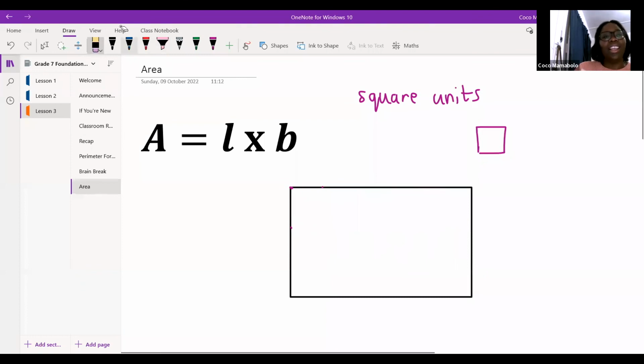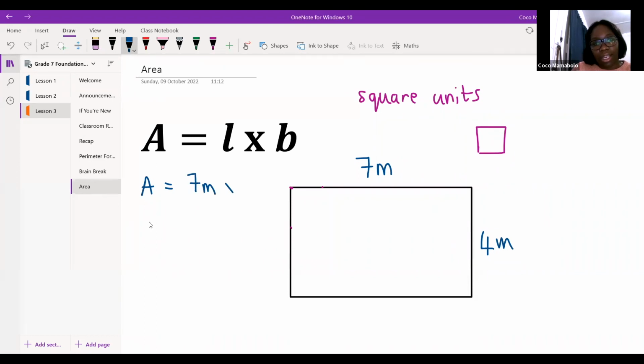All right. Excellent. So if I told you guys that this side was 7 meters and this side over here was 4 meters, what I'm going to write when I calculate my rectangle is area is equal to the length, which is 7 meters, times the breadth, which is 4 meters. Therefore, my area is going to equal 28. Then that's 7 times 4, and then meter times meter will give me meters squared. Okay, pop an answer in the chat for me.